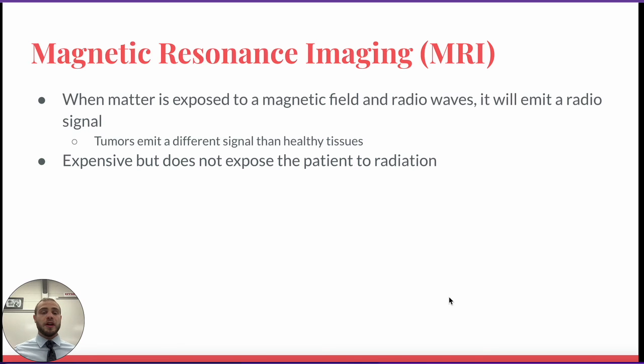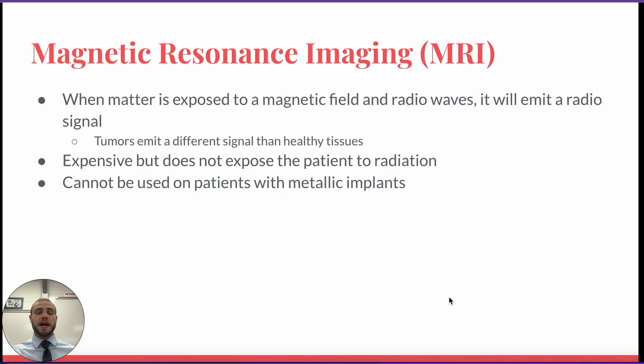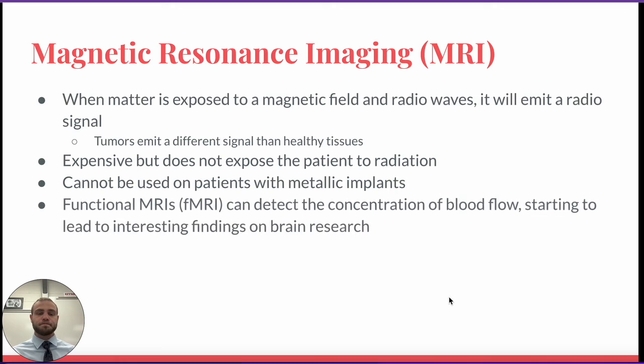MRIs are very, very expensive to conduct, but they have the benefit that they do not expose the patient to any radiation. It's just a magnetic field and radio waves, so they're not getting any radiation. You just have to be mindful of that magnetic field, because if somebody has a metallic implant, these are very, very strong magnets, and it can cause it to fly across the room, rip it out of their chest, whatever it might be. So you do have to be mindful of that. I don't want anybody getting their belly button piercings pulled out or anything.